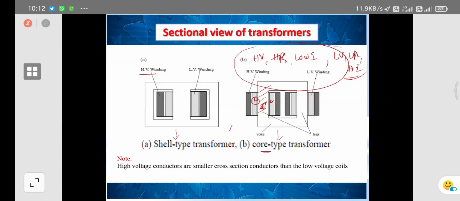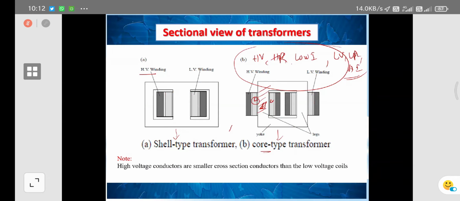The core type transformer can be used for low flux density applications, and the shell type transformer can be used for high flux density applications. More copper is required in the core type transformer, and less copper in the shell type. The core type transformer is more economical compared to the shell type, and less insulating material is required in the core type. A high amount of insulating material is required for the shell type transformer.